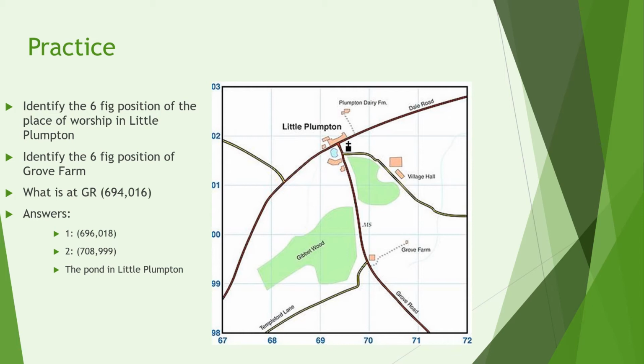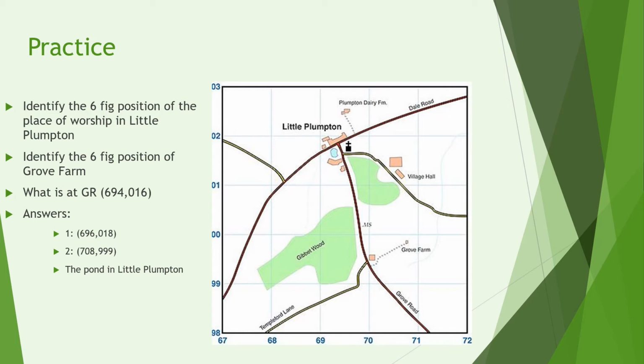696018. And the second one, the position of Grove Farm, again we find the four figures and then break it up. We then put how many boxes along it is behind the eastings and northings, giving us 708999. Remember, because you're imagining it, everyone's grid is going to be maybe slightly different.